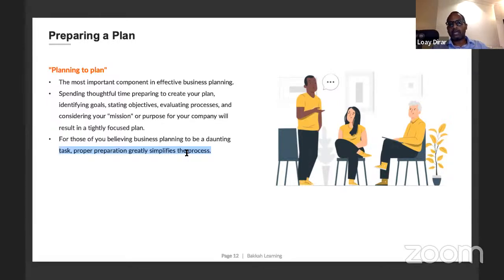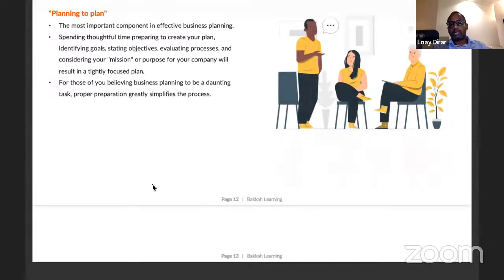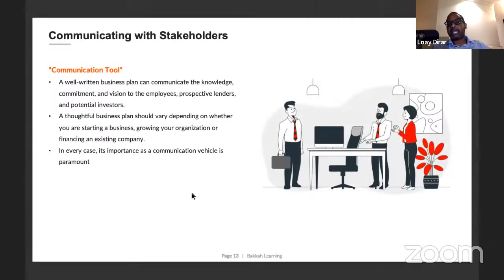Think of it as a starting point. If you didn't sweat, you're not going to make it at the end. Okay, and a business plan can be treated as a communication tool.